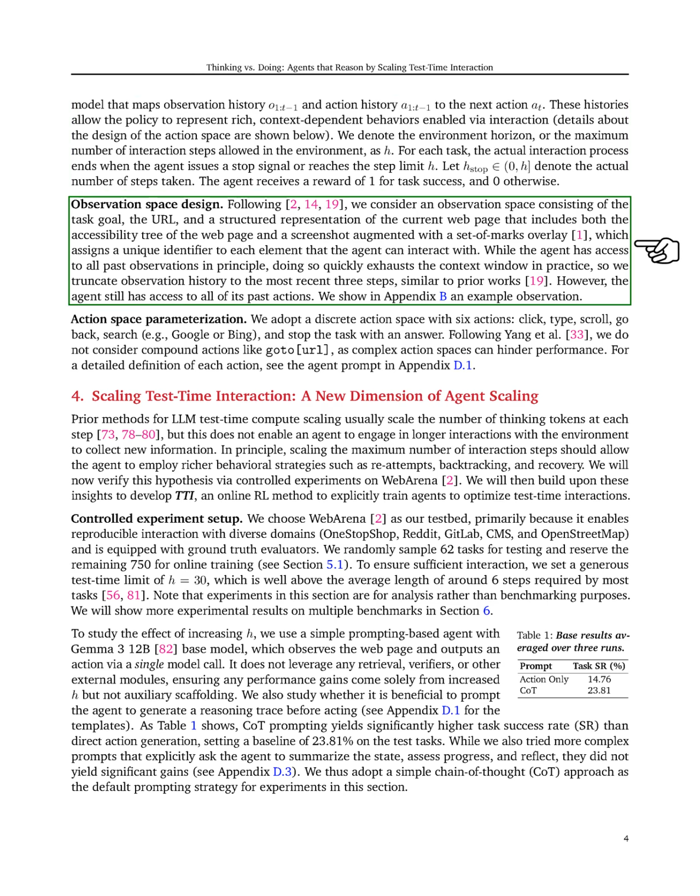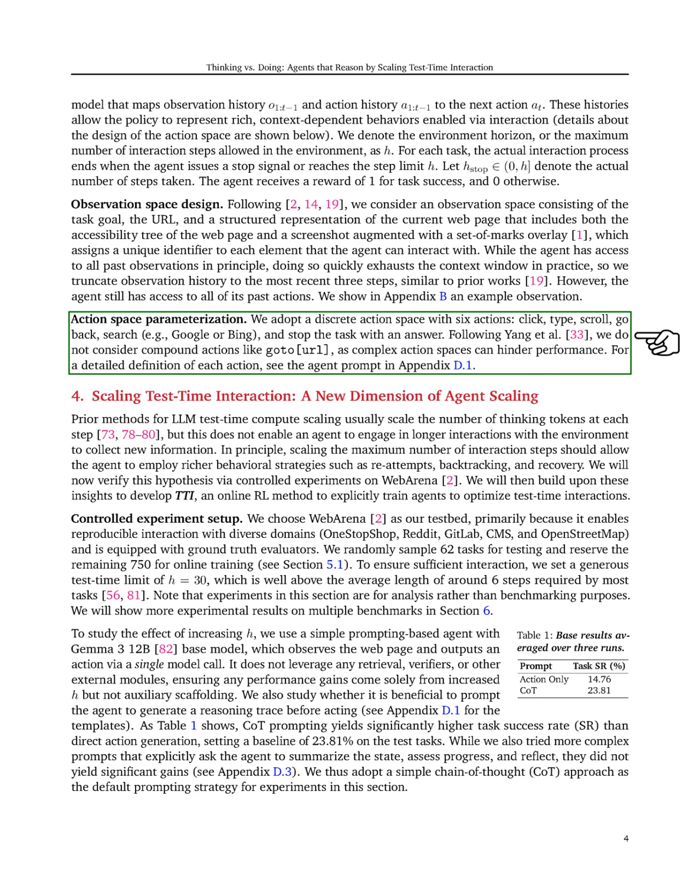For our observation space, we include the task goal, the URL, and a structured view of the current web page, which features an accessibility tree and a screenshot with identifiers for each interactive element. Although the agent can access all past observations, we limit the observation history to the last 3 steps to manage context effectively, while it retains access to all past actions.